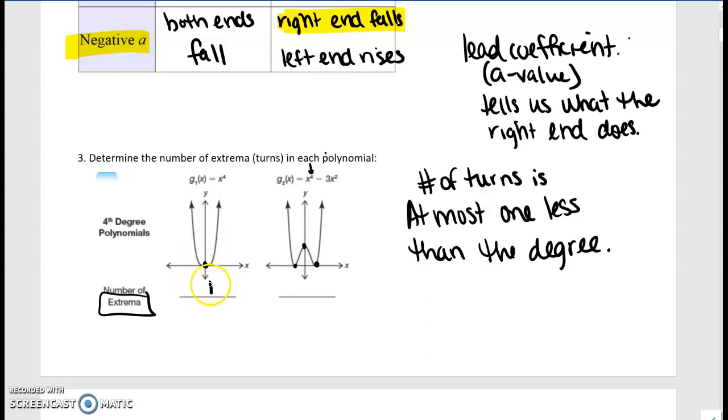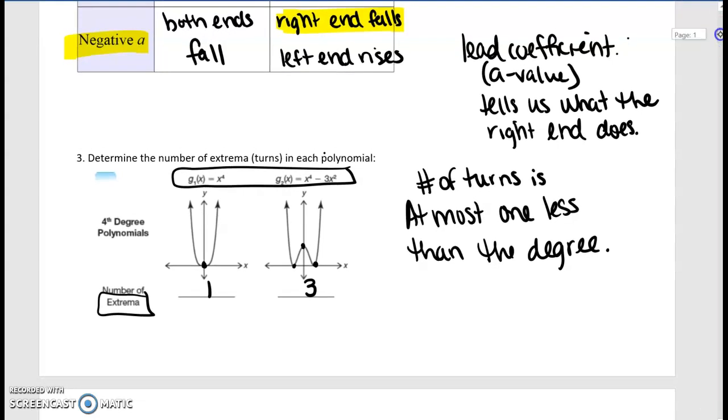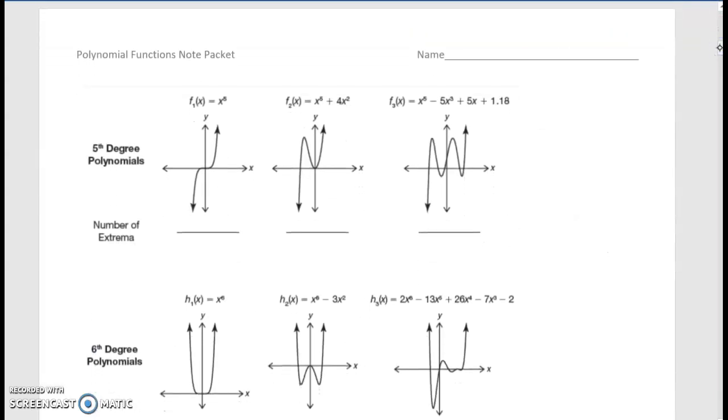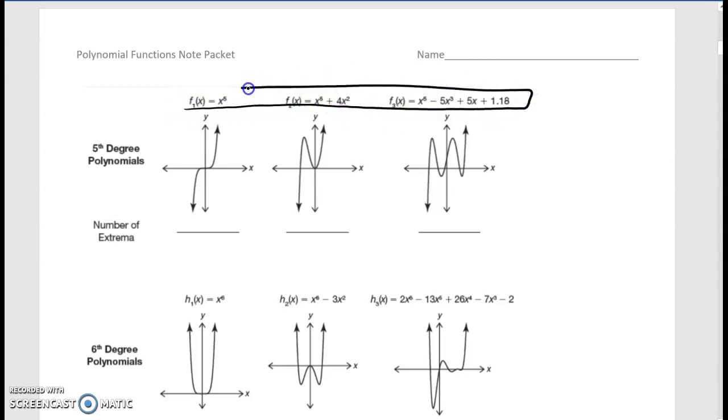So this one, it looks like I've only got 1. This one I've got 3. Because these are 4th degree polynomials, the highest number of turns I would ever have for either of these two graphs would be 3, right? So 1 less than the degree of the polynomial. Let's see how that plays out with ones down here. Okay, so these ones are all 5th degree polynomials, right? So degree of 5, degree of 5, degree of 5.